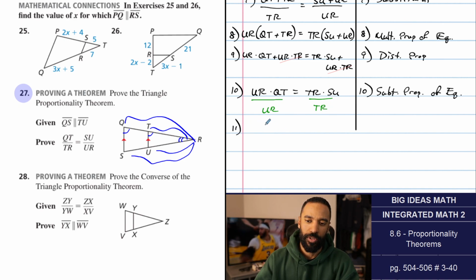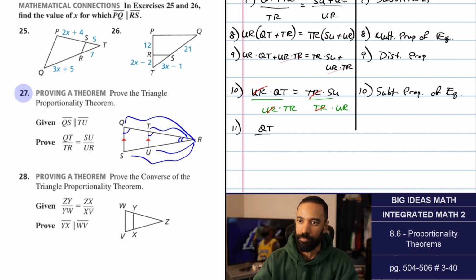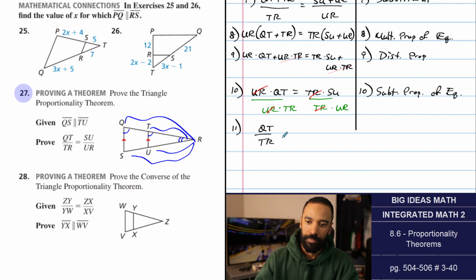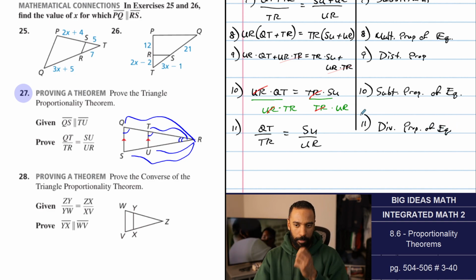So now it's going to look like QT over... divide both sides by UR, so I need to divide them both, and divide both sides by TR. Boom. So the URs are going to go, TRs are going to go. So QT over TR equals SU over UR, division property of equality. Boom, like that. And that'll be it.